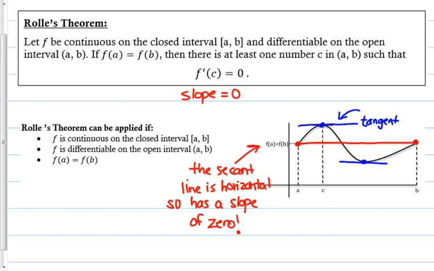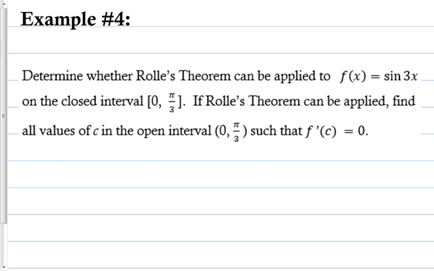Okay, so let's put that to use. Determine whether Rolle's theorem can be applied: f of x equals sine 3x on the closed interval from 0 to pi over 3. If Rolle's theorem can be applied, find all values of c in the open interval. Okay, so if you remember what trig functions look like, we haven't messed with too many graphs yet. But sine, although this is sine 3 times x, which just changes how fat or skinny it is, the wavelength, I believe.